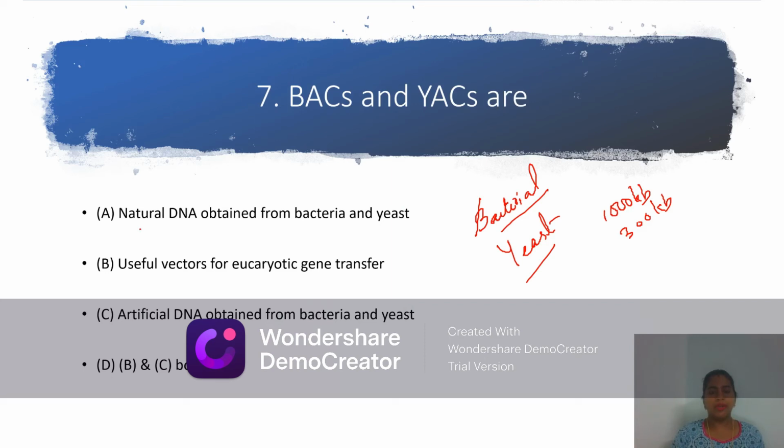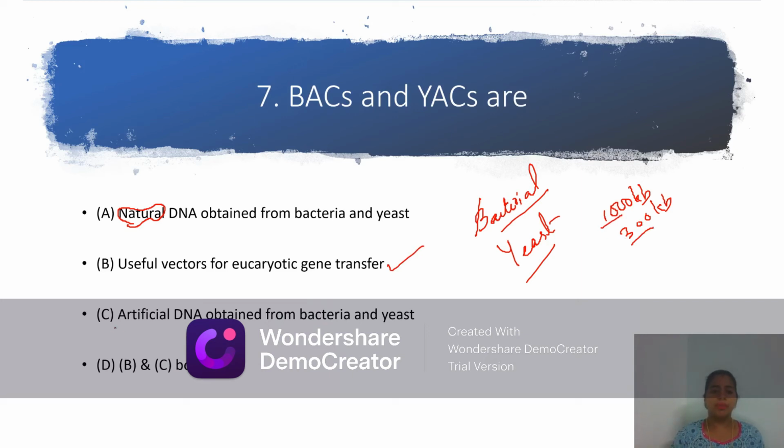Number 1, natural DNA obtained from bacteria and yeast. In their name itself they said bacterial artificial chromosome and yeast artificial chromosome. So here the word natural is not required, since it is an artificially made one. Next one, useful vectors for eukaryotic gene transfer. Correct, because they can carry large inserts. Eukaryotic gene transfer they can do.